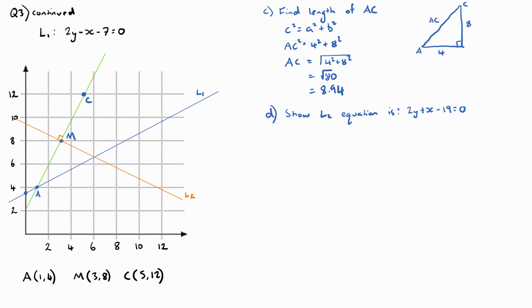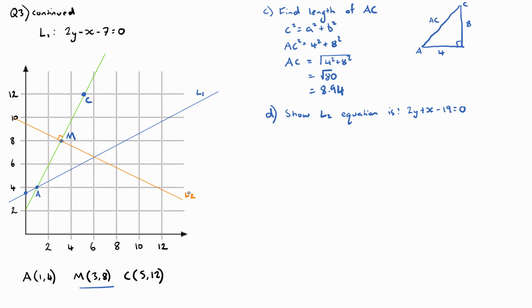Question 3, part D. We are told that a second line, L2, which I have drawn here in orange, is perpendicular to the line AC. So you'll see here I've drawn a little right angle symbol. It's directly perpendicular, which means it's at right angles to each other. So it's perpendicular to the line AC and also passes through this point M, which has coordinates 3 and 8.